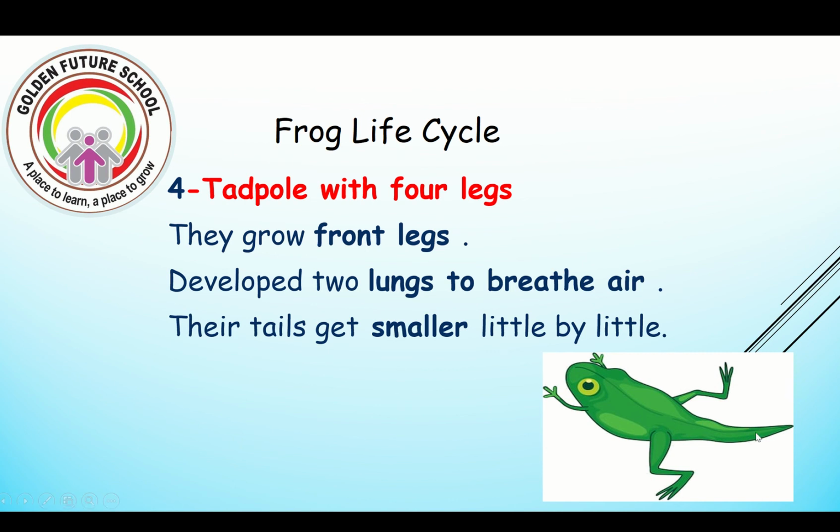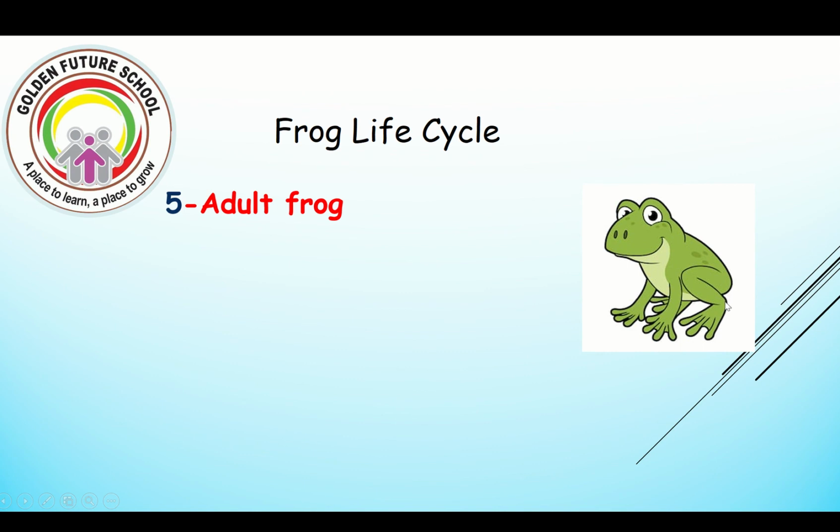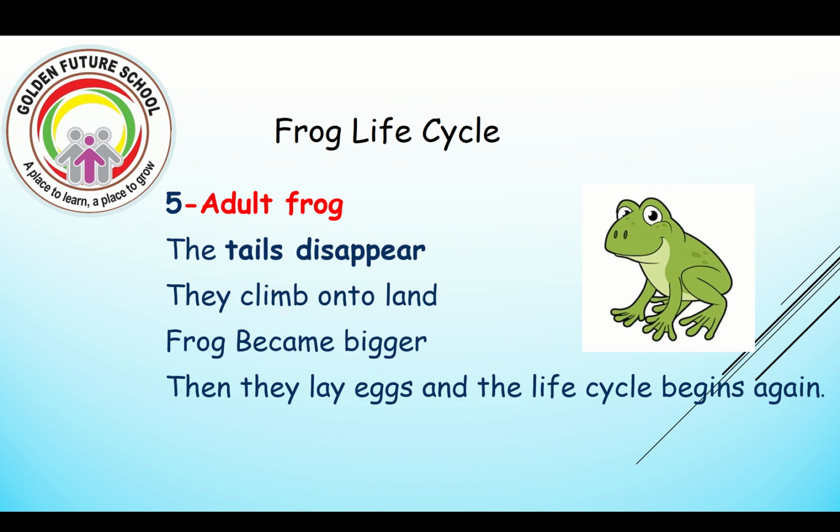And what happened to the tail? If you look, it becomes smaller and smaller till it disappears. Look at this final step, the adult frog. Look, where's the tail? Of course there's no tail, because the frog grows and gets stronger, and the tail becomes smaller little by little till it disappears. So the frog is ready to climb on the land and become bigger. Also it's ready to lay eggs again inside the water.